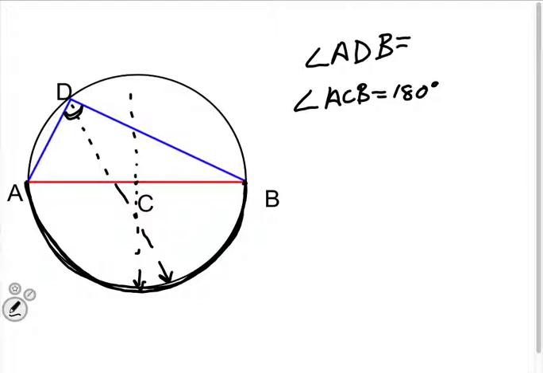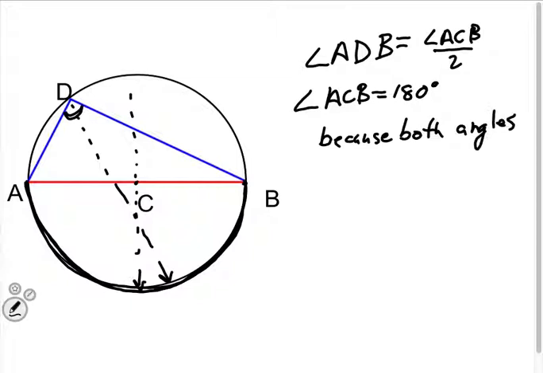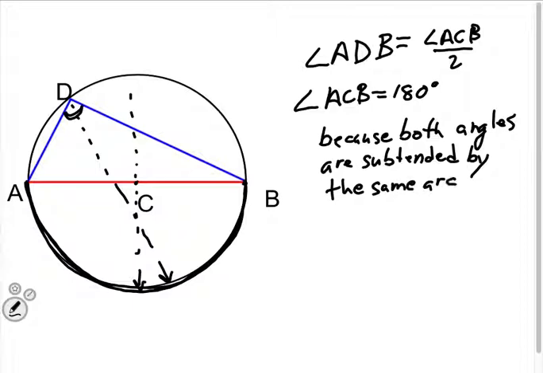Angle ADB is equal to angle ACB divided by 2, because both angles are subtended by the same arc. Therefore, angle ADB is equal to 180 degrees divided by 2, which is equal to 90 degrees. Bing, bang, boom, done.